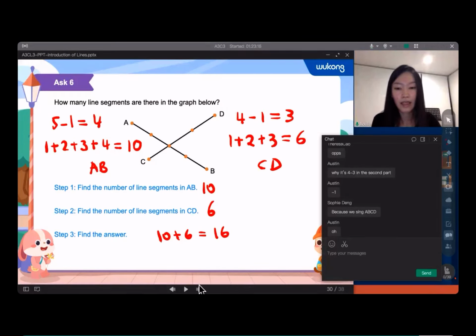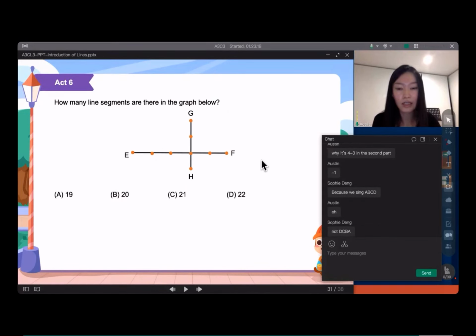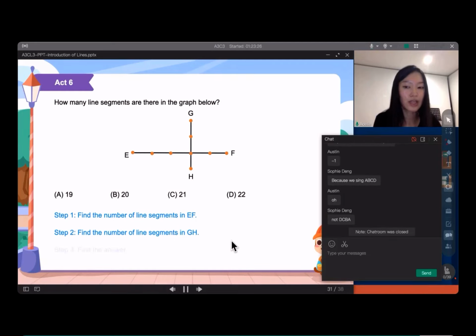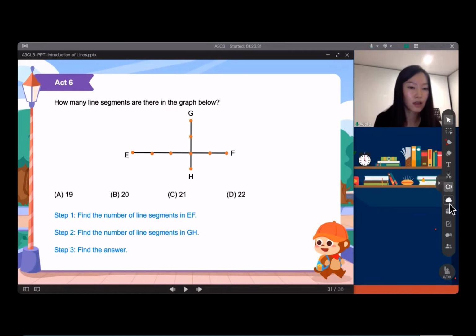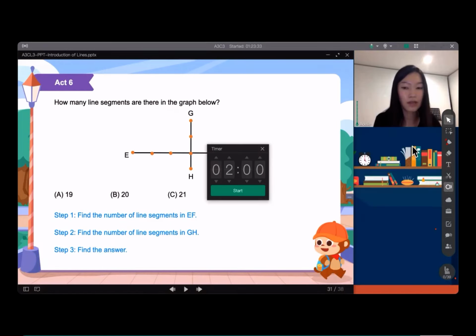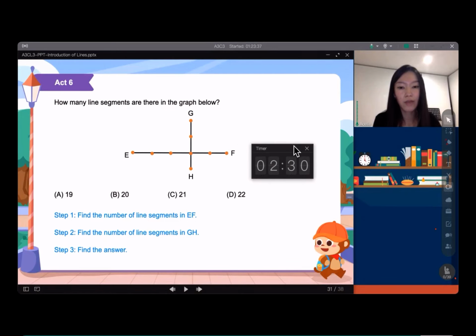Okay. Now I'm going to give you guys a chance to try. So again, I want you to find the number of lines in EF first, and then look at GH. Then you can tell me the answer, okay? So I'm going to close the chat box, and then let's have a timer. I'll give you guys 2.5 minutes.